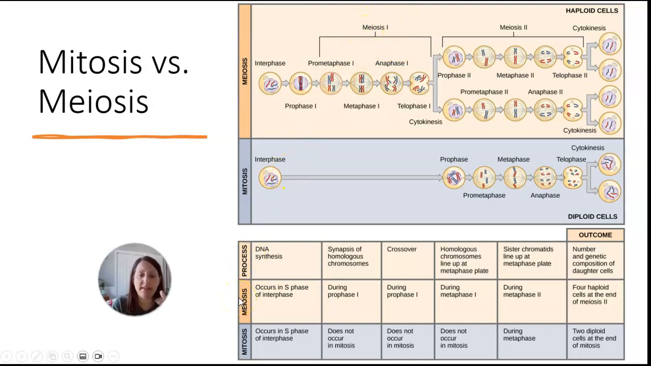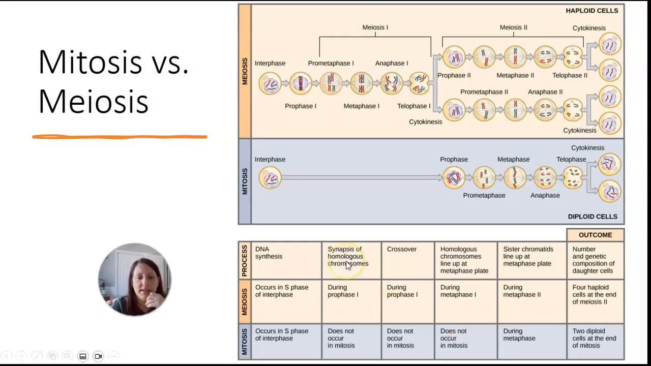And so down here, I like this table. It shows you the process and it shows you the similarities or differences between meiosis and mitosis. So if we look at DNA synthesis, for example, in both meiosis and mitosis, this process occurs during S phase of interphase. So that's a similarity. So again, if I ask you to compare and contrast mitosis and meiosis, you should be able to do that.